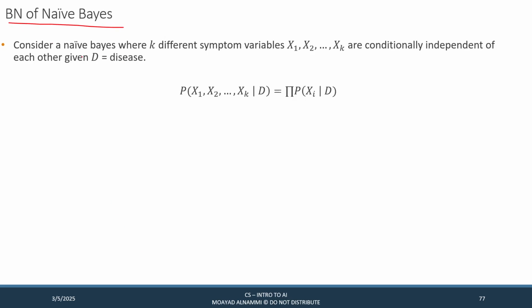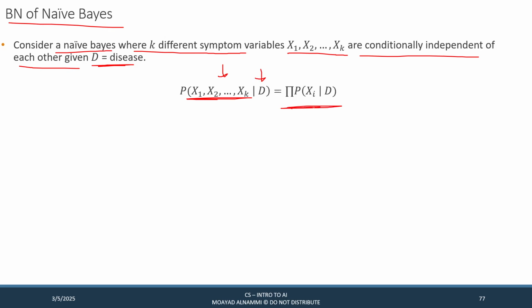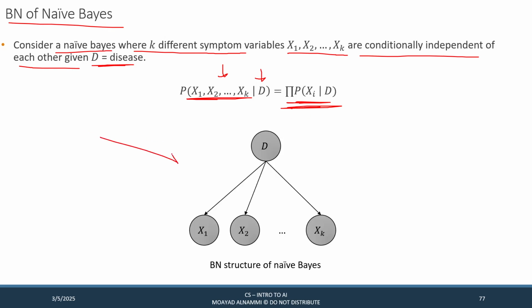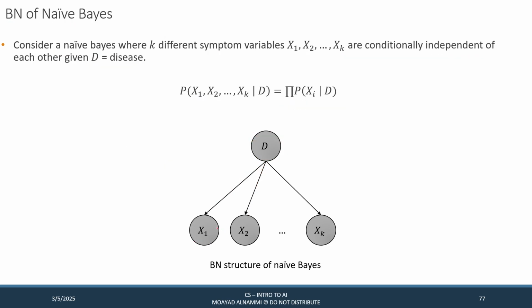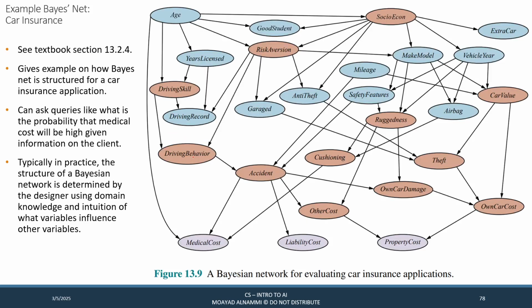What about a naive Bayes assumption? Consider a naive Bayes assumption where k different symptom variables, x1 to xk, are conditionally independent of each other given the disease. That means this joint probability given the disease can be broken down into products, since they're conditionally independent of each other given the disease. As a Bayesian network, this is what it looks like. The disease is what influences these variables, and each variable is influenced by the disease alone. You can see there's no interaction among the variables. So this naive Bayes assumption is this Bayesian network.